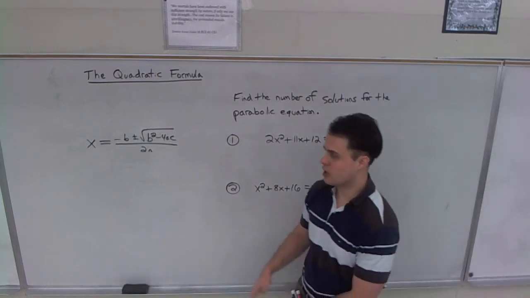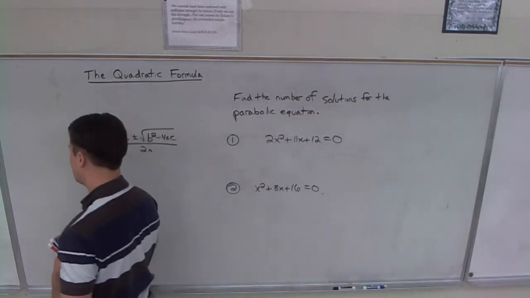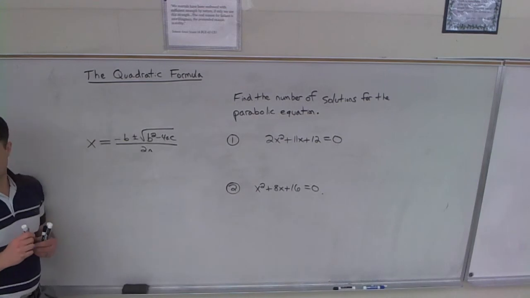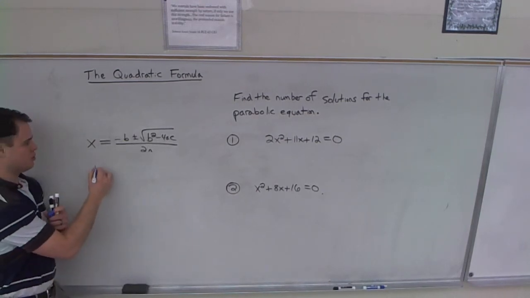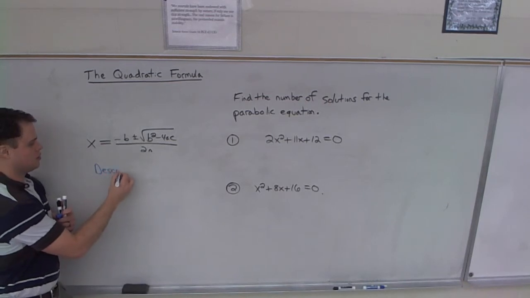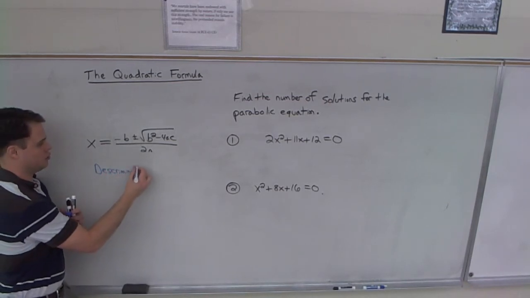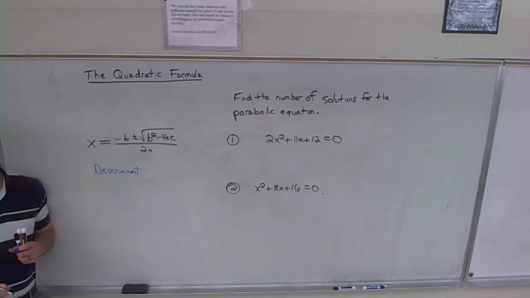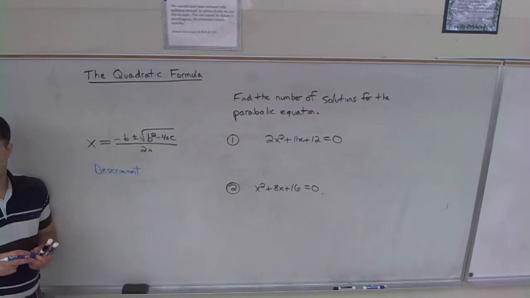So let's talk about that part of this formula which tells you how many answers you're going to get. The part that tells you how many answers you're going to get has a name. Doesn't really matter if you remember the name. Not really an important name unless you like trivia like me. But it's called the discriminant. So this is the part of the formula that tells you how many answers you'll get. It's really fast to use the discriminant.